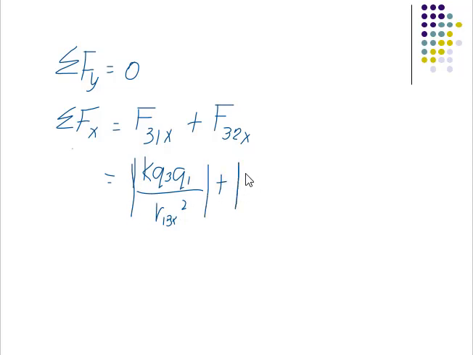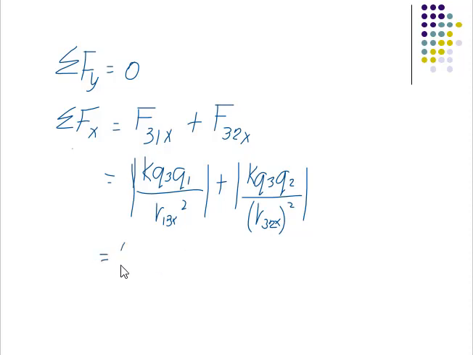plus K, Q3, Q2 divided by the distance between 2 and 3 along X squared.